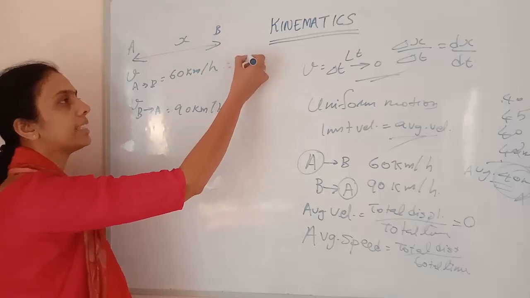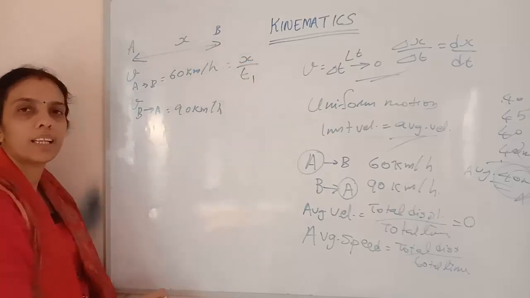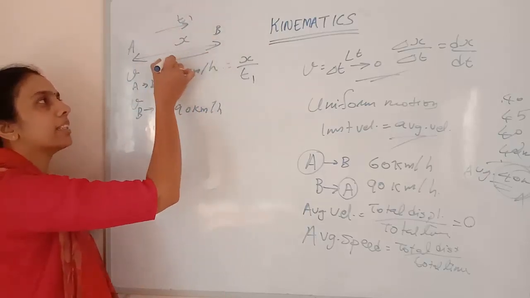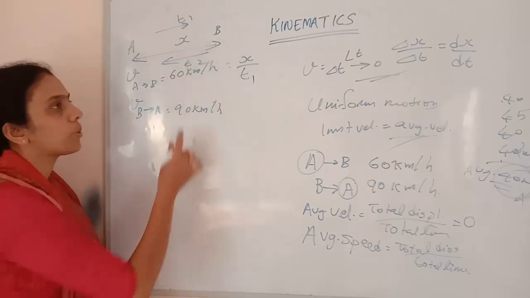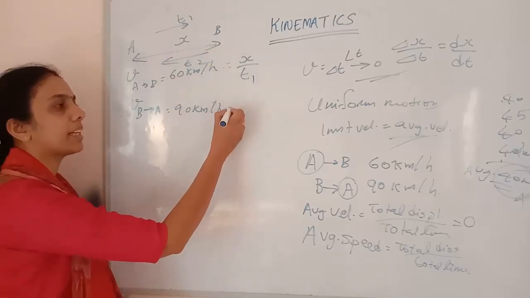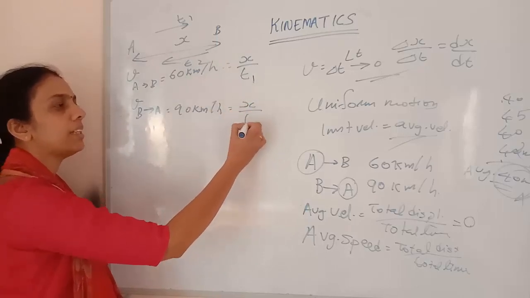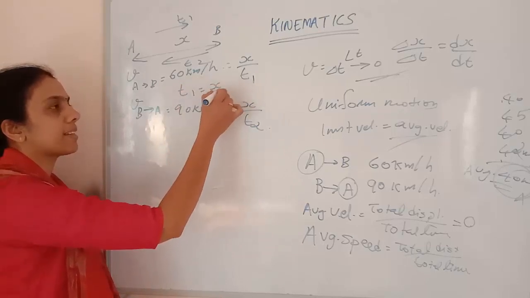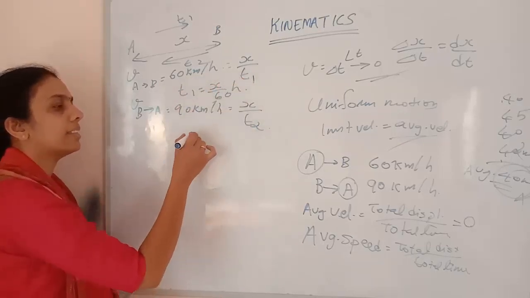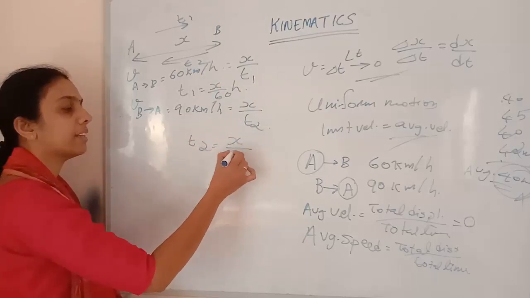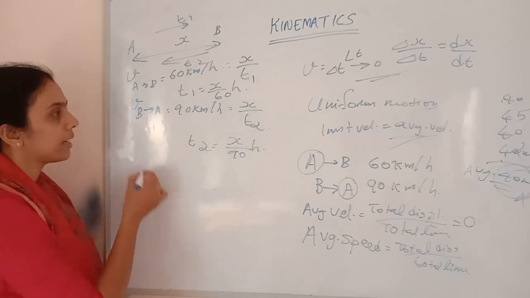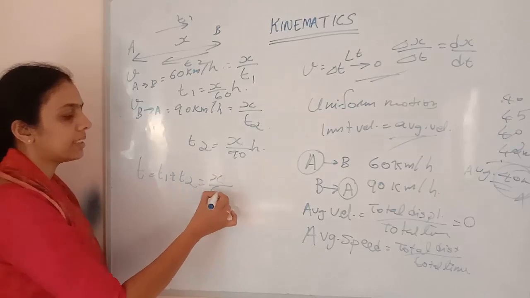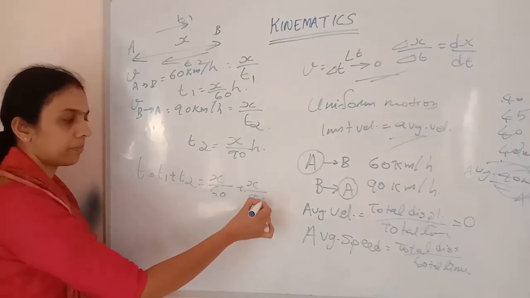So we can write it as x divided by t1. The distance is the same. From here to here it takes t1 time, and from here to here it takes t2 time. So here x by t1, and the same way, the same distance is covered, x by t2. So t1 equals x by 60 hours, and t2 equals x by 90 hours. The total time is t1 plus t2, so x by 60 plus x by 90.